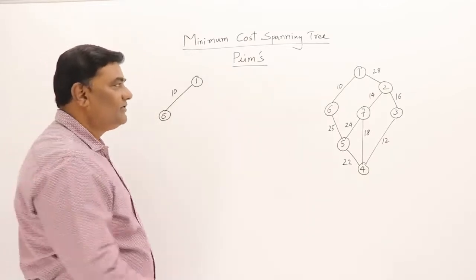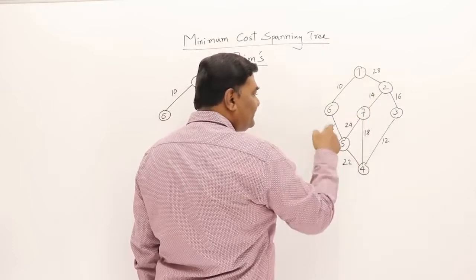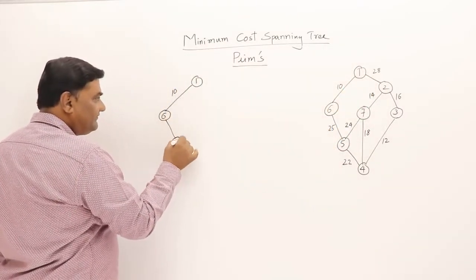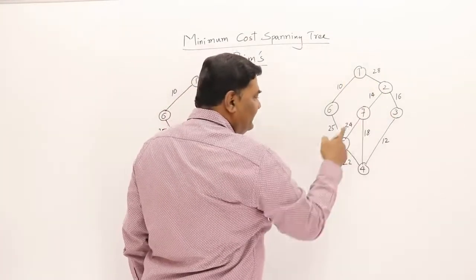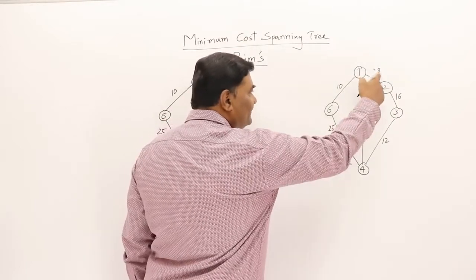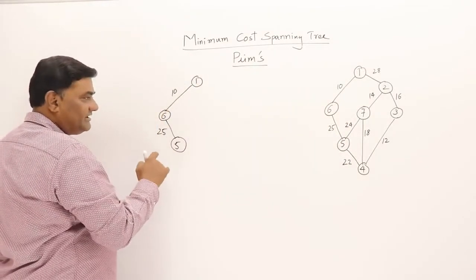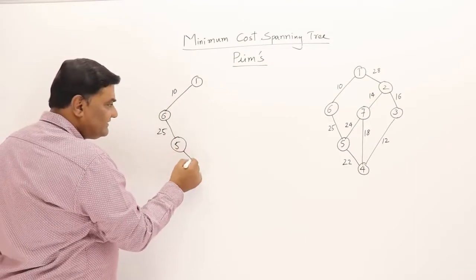So let us see what is the next one. For this connected one are this one and this one. Out of 25 and 28, 25 is minimum. So select this 25. Then this 28, and connected to 5 are 22 and 24. So out of 28, 24 and 22, from 1, 6 and 5 I am checking. Already 6 is over. So 1 and 5. Out of those, this is the smallest one.